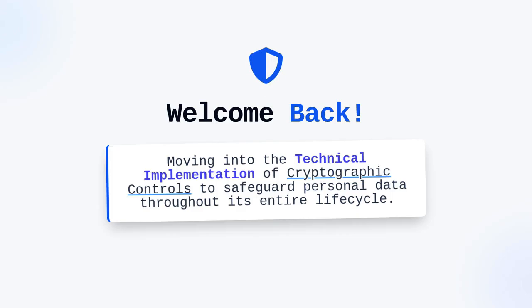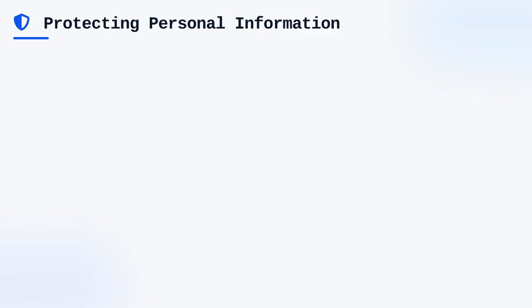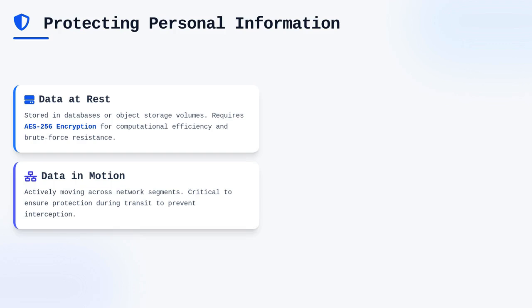Welcome back. We are moving into the technical implementation of cryptographic controls to safeguard personal data throughout its entire lifecycle. When we talk about protecting personal information, we must consider the state of the data, specifically whether it resides at rest or is actively moving across network segments. At rest, such as in a database or an object storage volume, your primary defense is robust encryption, typically employing the advanced encryption standard with a 256-bit key length.